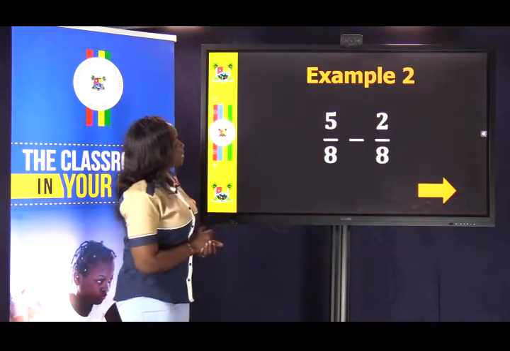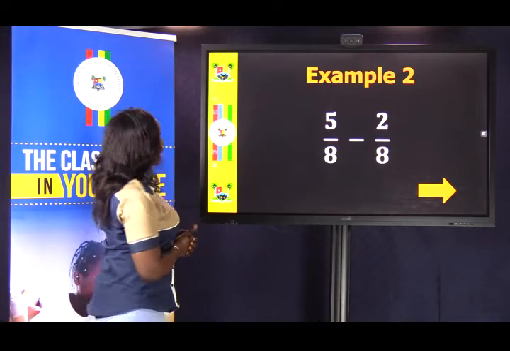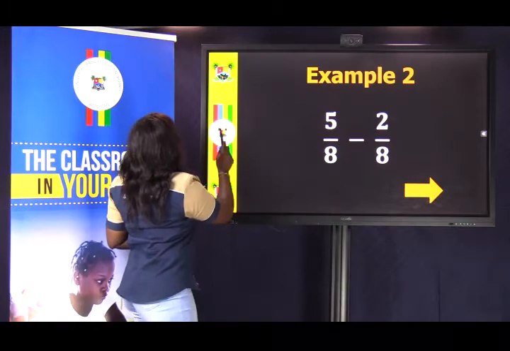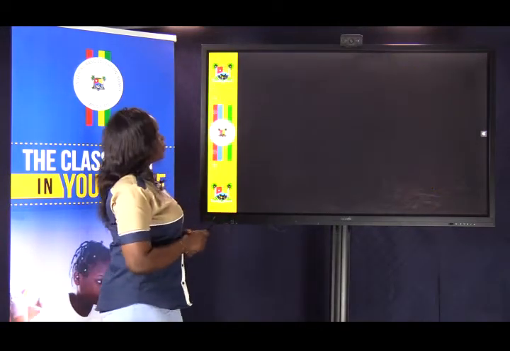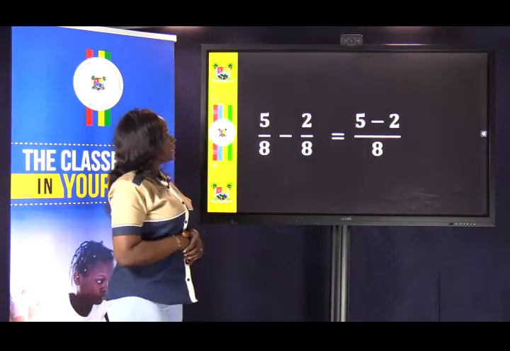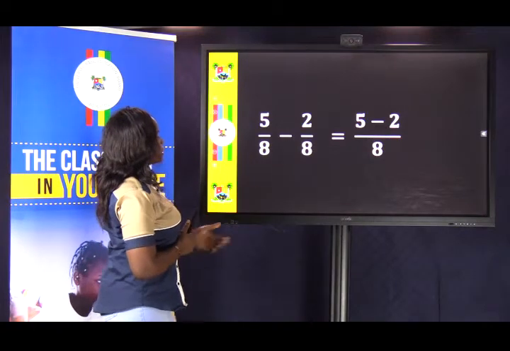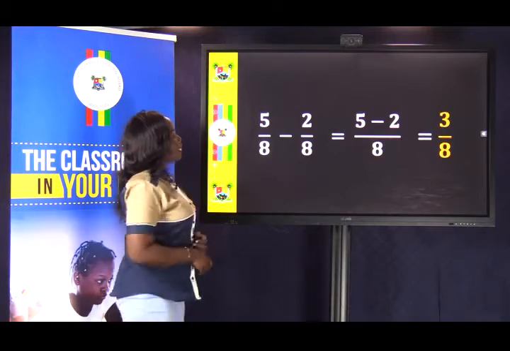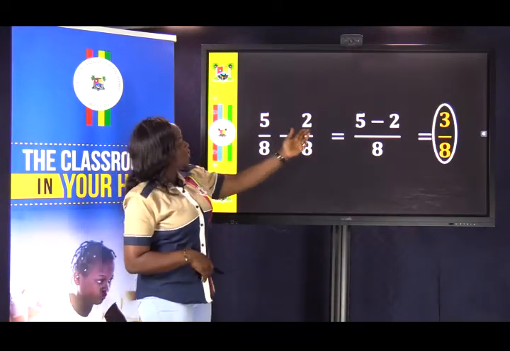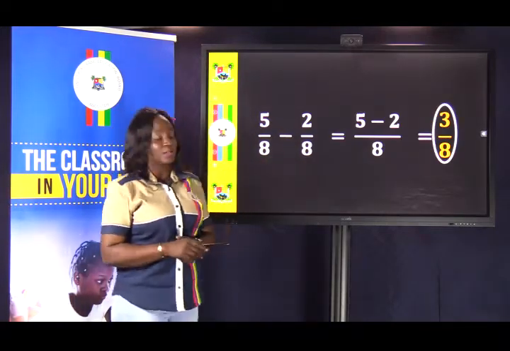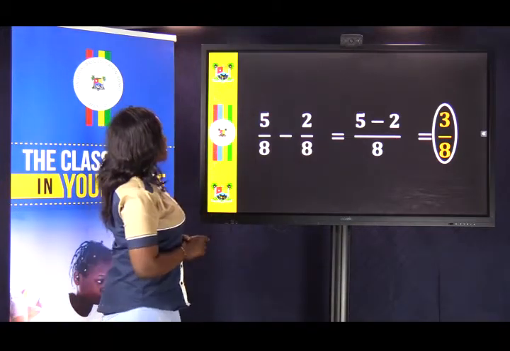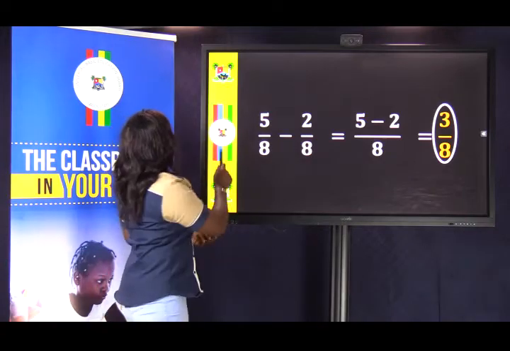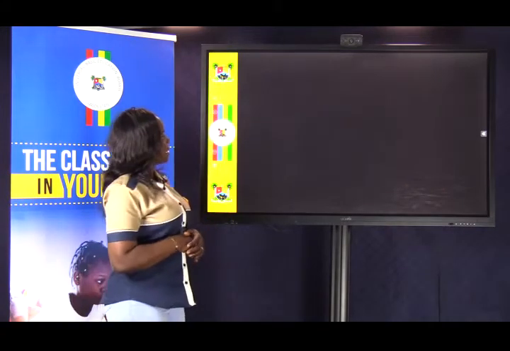Example 2. 5/8 minus 2/8. So what do we do? You draw your dividing line and pick one of your common denominators, 8. You subtract your numerators, 5 take away 2 is 3. So we have 3/8.